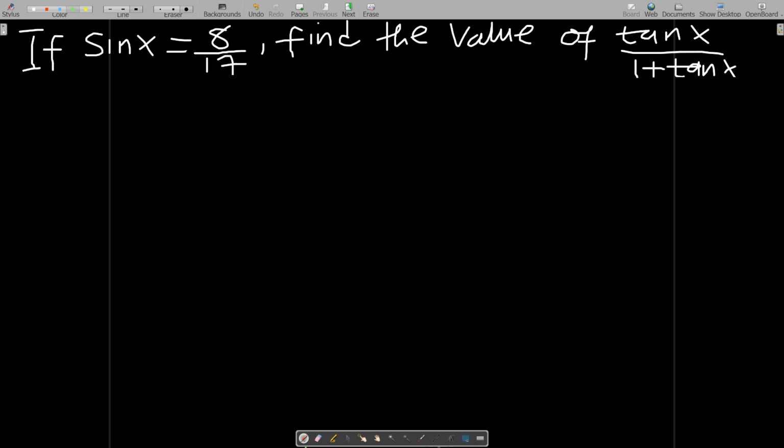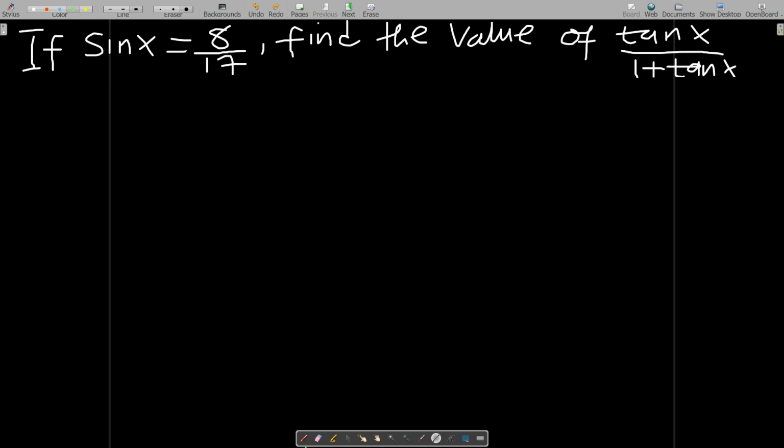Okay, so in this video I will take you through how to solve questions of this sort. Let's read the question together. If sine of x equals 8 over 17, find the value of tan x over 1 plus tan x. What you should know is that this type of question comes from Pythagoras theorem or a right angle triangle. So let's try to put every information given.